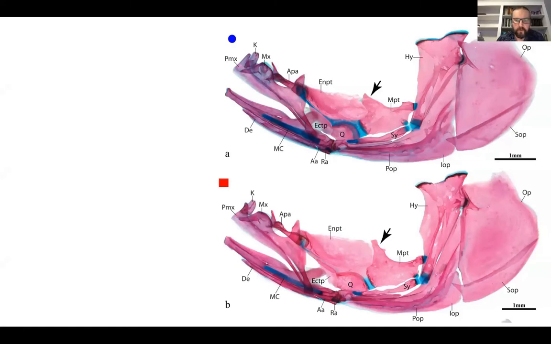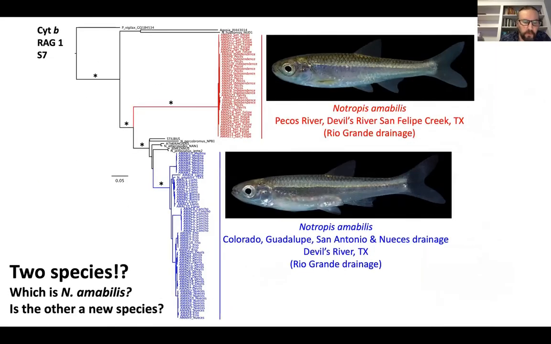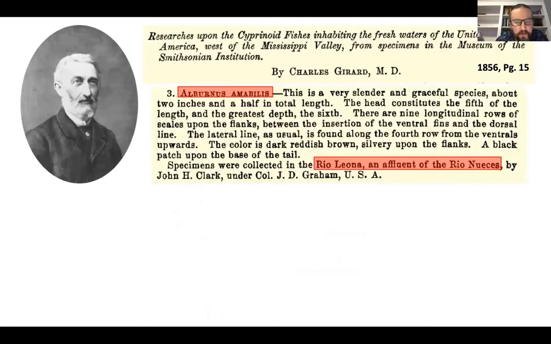So the number of differences between these two lineages started to accumulate, and so we went back to our phylogenetic data set, and we could say that we had morphological and molecular evidence to support the idea that Notropis amabilis is actually two different things. But which one is Notropis amabilis? That's another question that we got to answer. And of course, to do that, we go back to the original description.